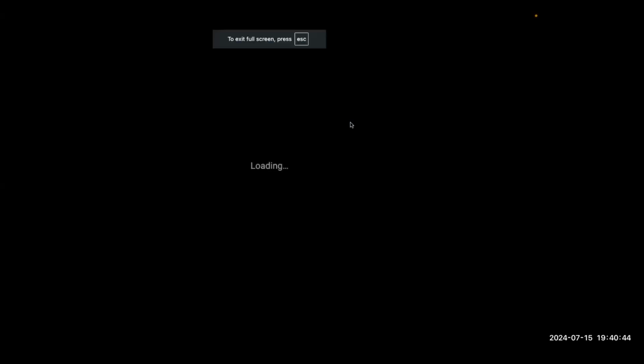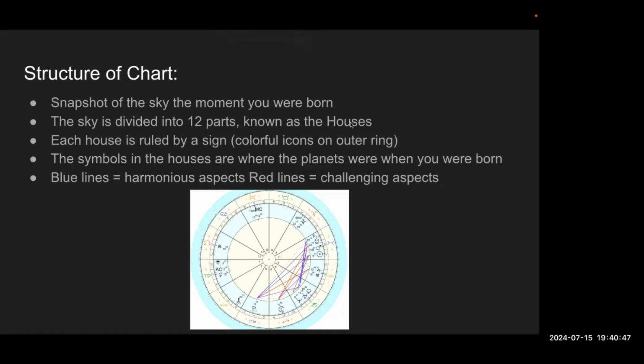Let's talk about the structure of our charts. Now, everyone, I encourage you to keep your chart pulled up if you have the ability to. The structure of your chart, your natal chart that you're looking at right now, is the snapshot of the sky the moment you were born. This is what the sky looked like the minute, the day, the time that you were born. The sky is divided into 12 parts known as the houses. Each house is ruled by a sign, which are these colorful icons on the outer ring. So you have your Aries, your Taurus, your Gemini, your Cancer. Each house is ruled by a sign indicated by the colorful icons. The symbols in the houses are where the planets were when you were born.